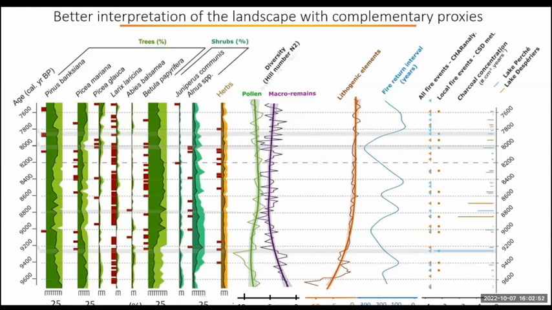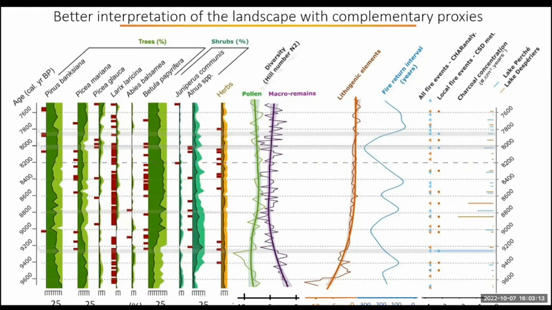Lake Perche, which I'm talking about, is in blue. And we used the CHAR method to detect the local fire events. For Lake Perche, we have three events here, and here. The first one is a high magnitude fire, and the two others are smaller fires.